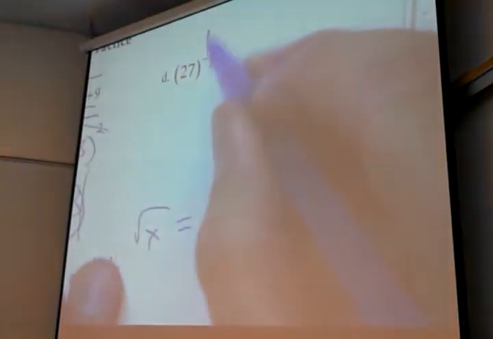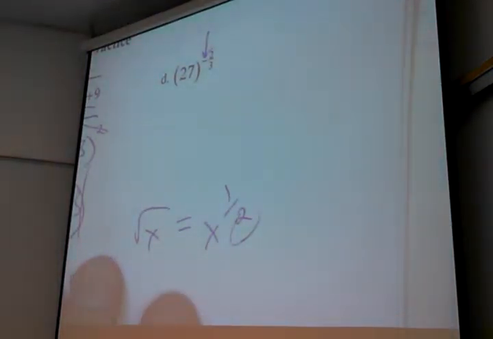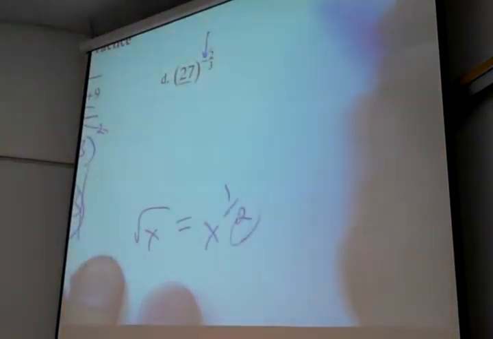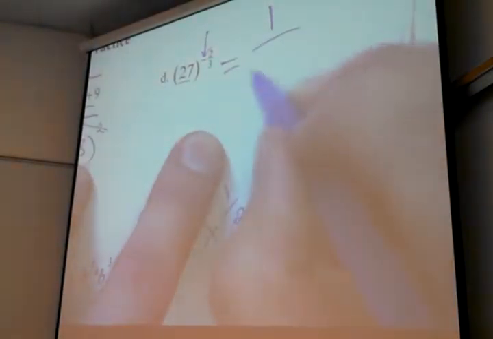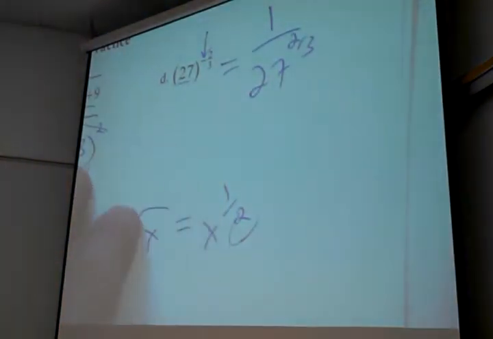So the first thing I want to do, though, is it's a negative power. What is going to happen to the 27? No. What does a negative power do? Good. Flips it. Yes. I like it. So this is going to become 1 over 27 to the 2/3.